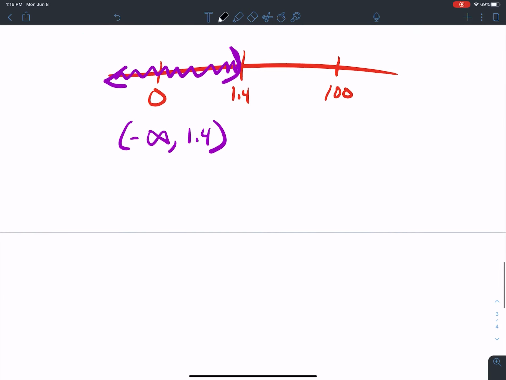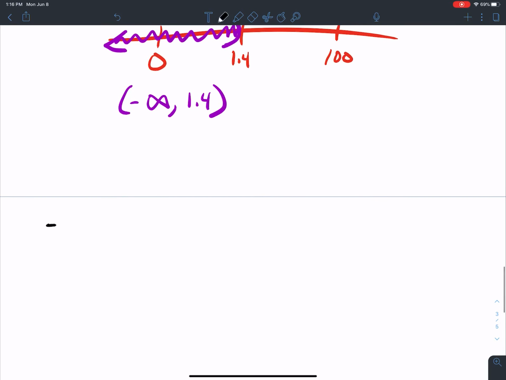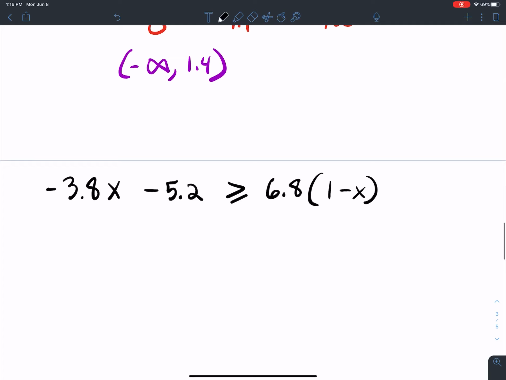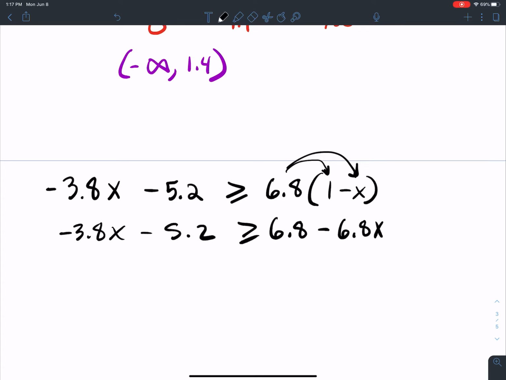Let's do one more. So I've got negative 3.8x minus 5.2 greater than or equal to 6.8 times quantity 1 minus x. The first thing I'm going to do is distribute. So I'm going to distribute and distribute. So this is 6.8 minus 6.8x. Now I have negatives on both sides. So negative x is on both sides.